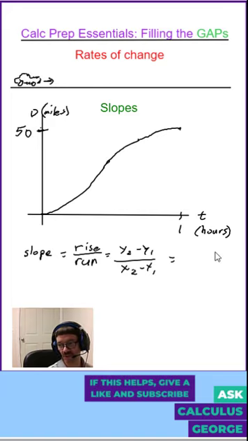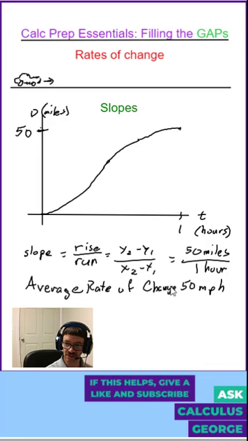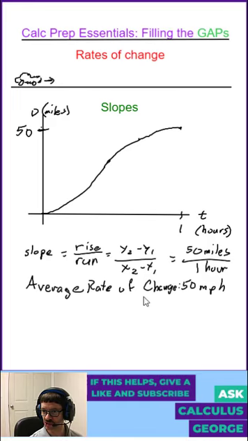So here we would have a change of 50 miles over the change of 1 hour, and that would get us 50 miles per hour. Now this would be our average rate of change. So this will actually be the average velocity for this car traveling that 50 miles over that one period of time. So let's look at what this means graphically now as well.